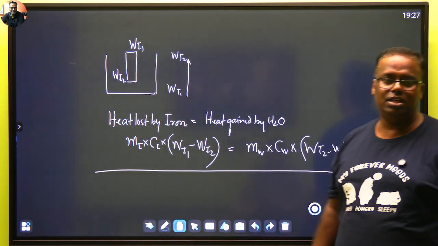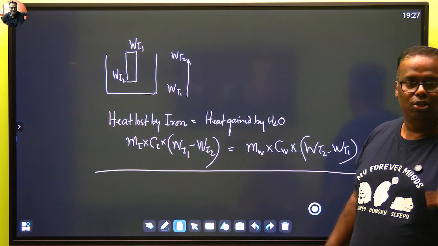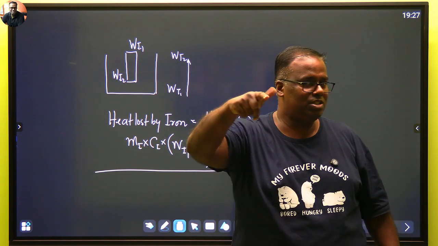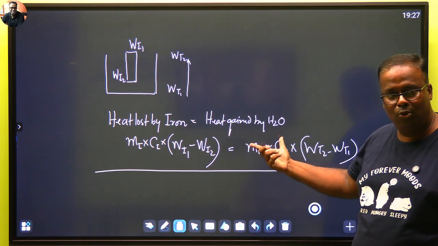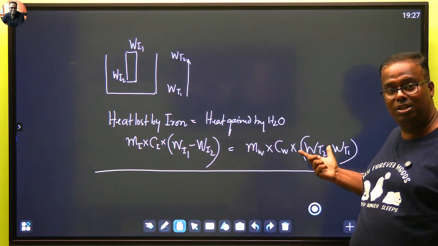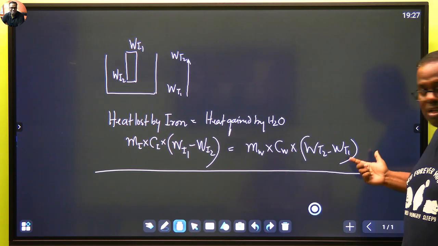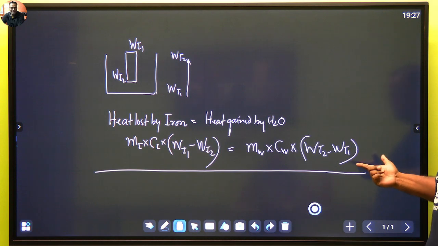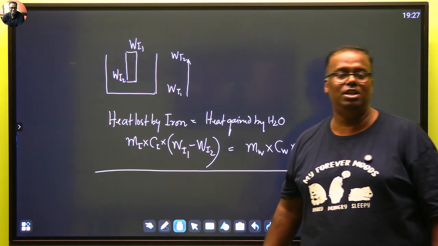In ICSE grade 10, they have very good questions. They will have a pressure cooker with water, and inside that we are putting iron. So how is the equation? Heat lost by iron is heat gained by water plus heat gained by the pressure cooker also. So I should have one more term: mass of the pressure cooker into specific heat of whatever material, aluminum, into rise in temperature, because energy in the whole process can neither be created nor destroyed.